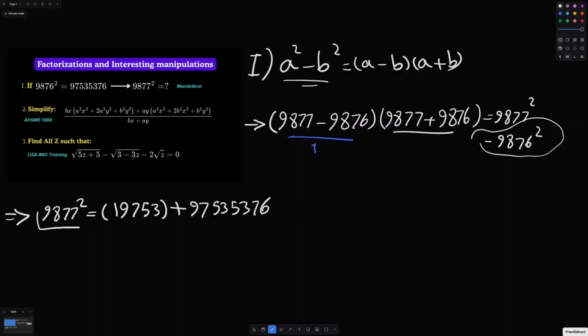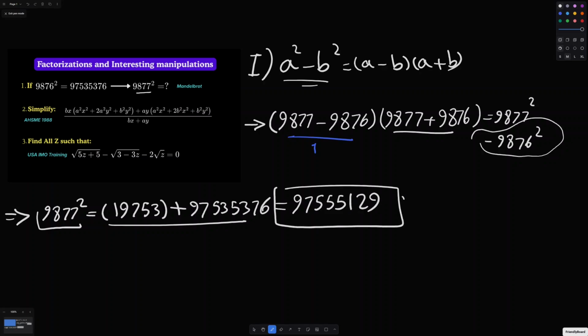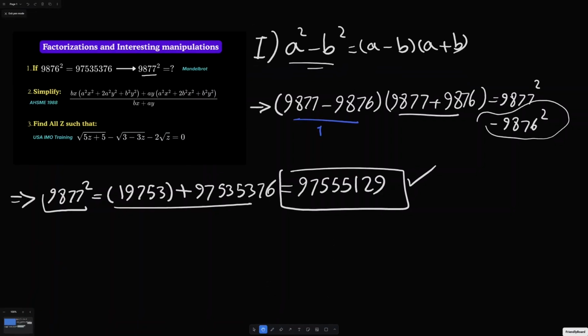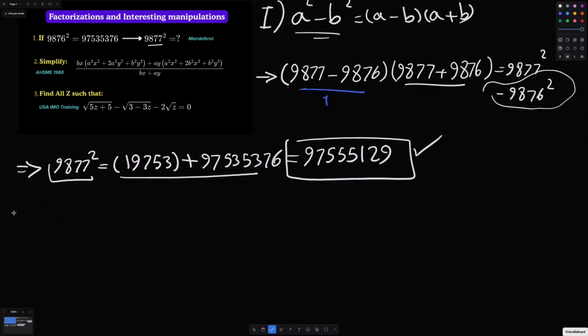Okay, so as you can see, this is the problem that we want. What is 9,877 to the power of 2? It's going to be this, and this equals, let me just calculate it quickly, 97,555,129, and that is the solution. As you can see, this is what they expect. You need to write the identity or whatever, because in real life you would just use a calculator to solve it, but this is the algebraic method, much more interesting.